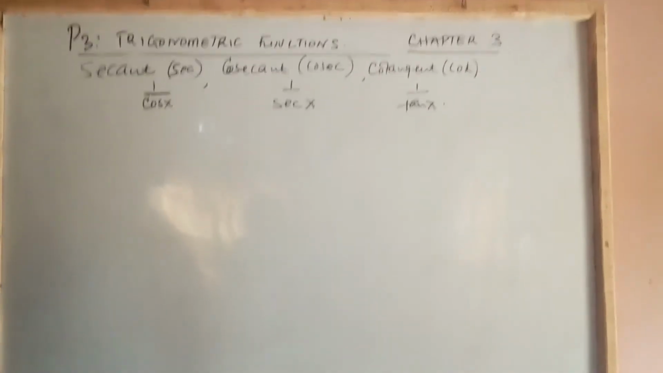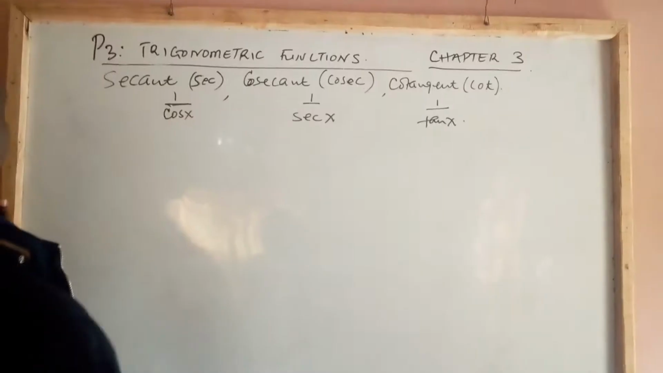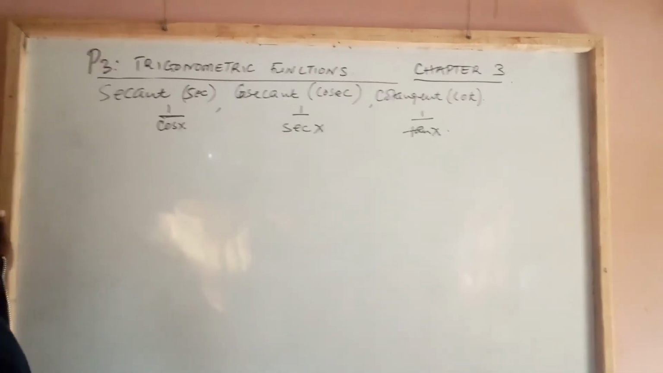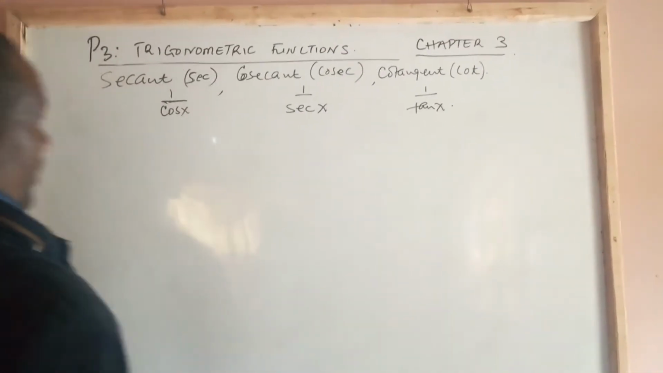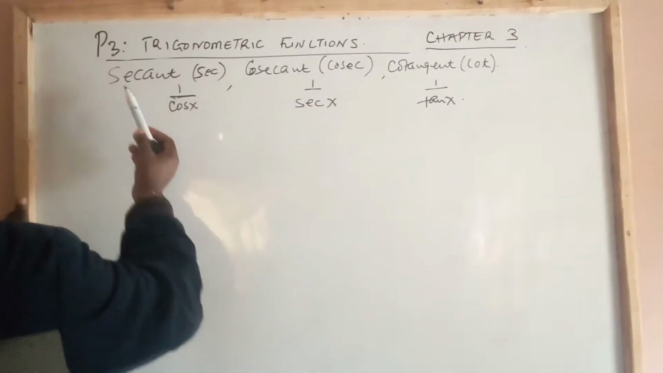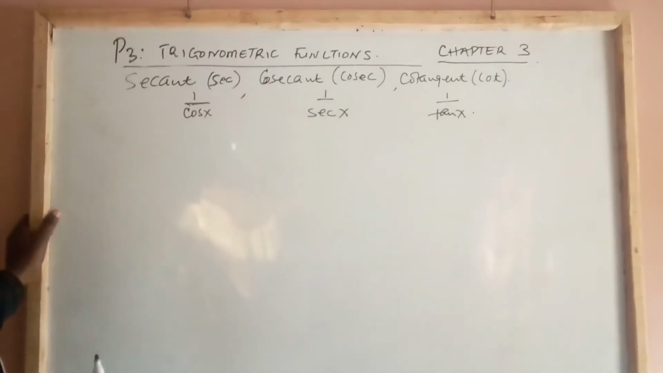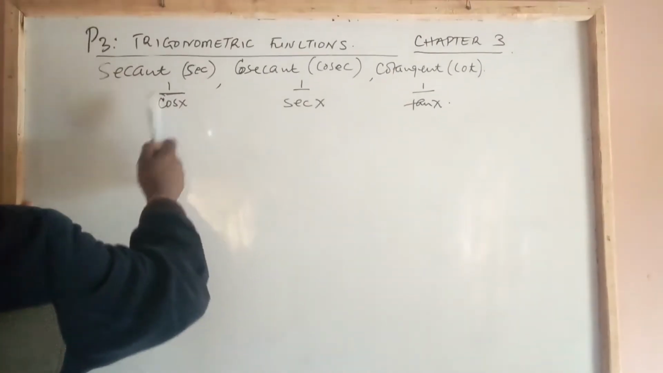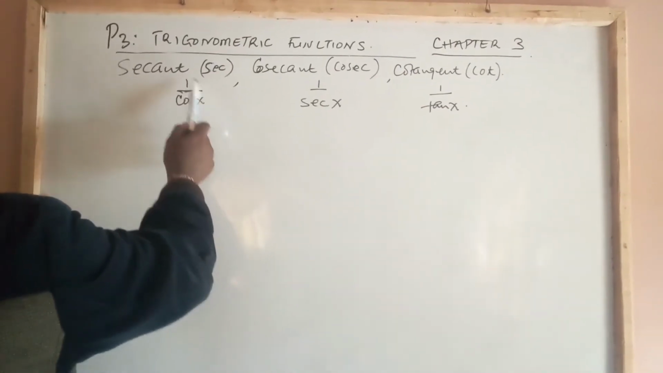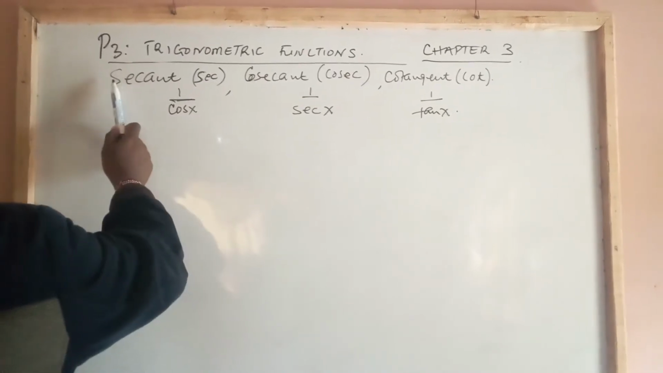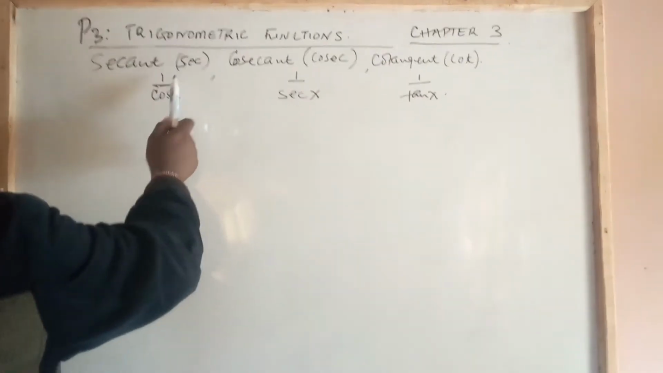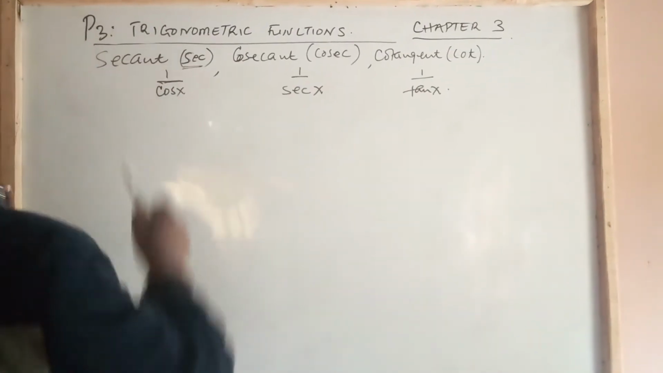Today we want to introduce ourselves to topic number 3, trigonometric functions, and I want us to have some fundamental information about what we shall be dealing with. We're going to be dealing with the reciprocals of the trigonometric functions. We have been looking at cosine x. Now 1 over cosine x is the one we're going to start referring to as secant x, which is in short sec x.